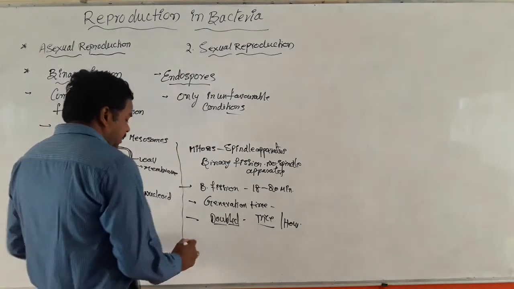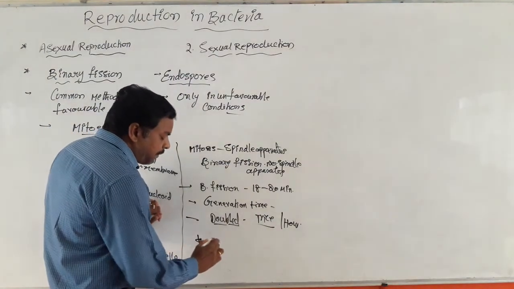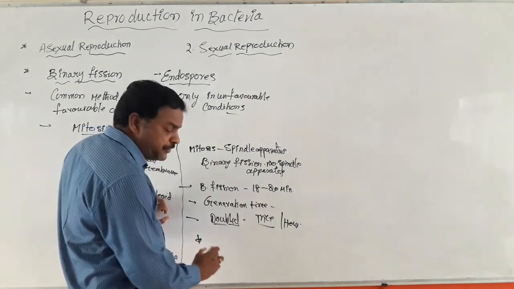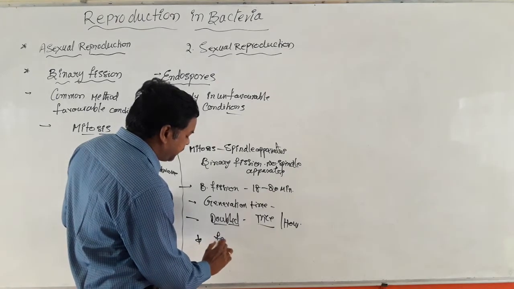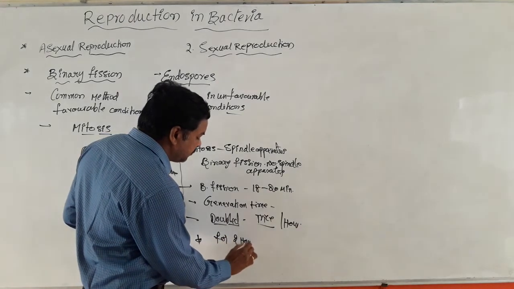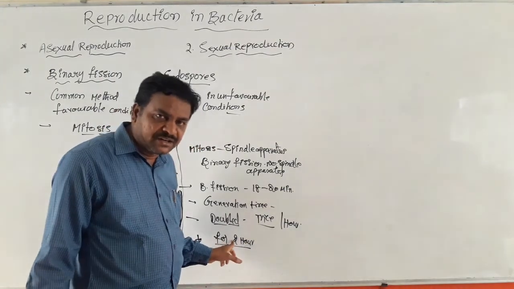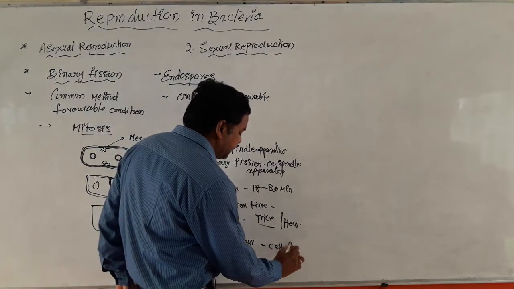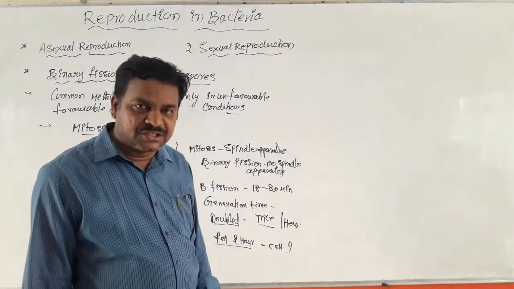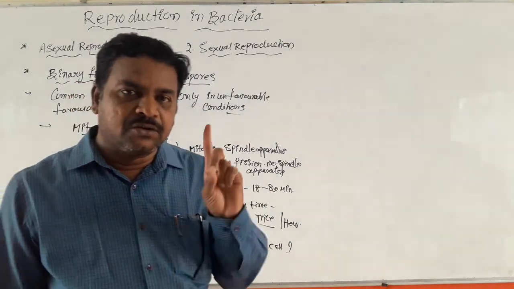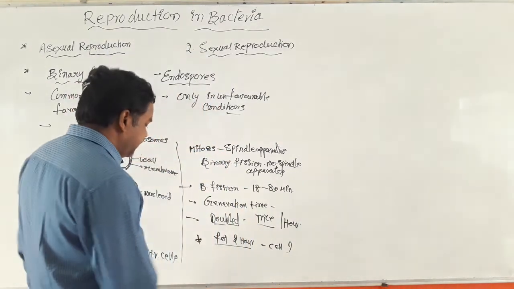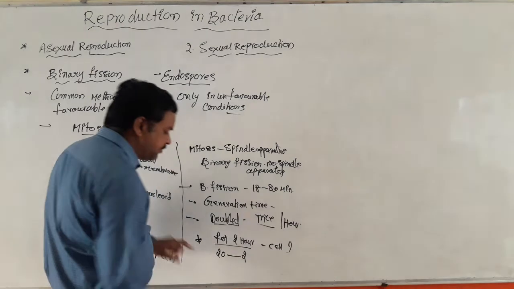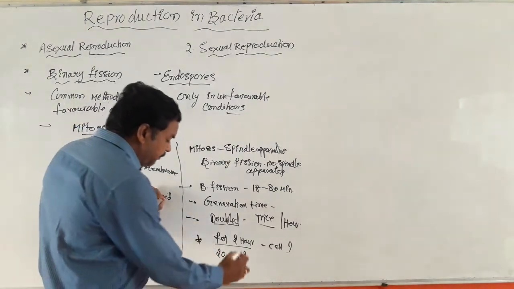For example, one bacterium continued binary fission for 2 hours. What is the total number of cells formed in the medium? Every bacterial cell divides once every 20 minutes. In the first 20 minutes, one cell divides into two daughter cells.